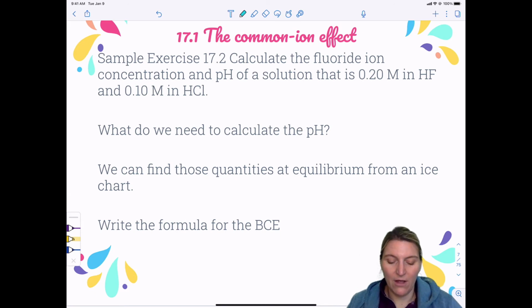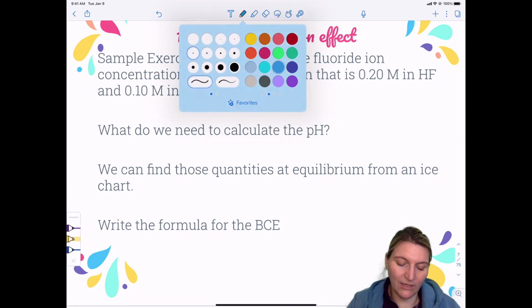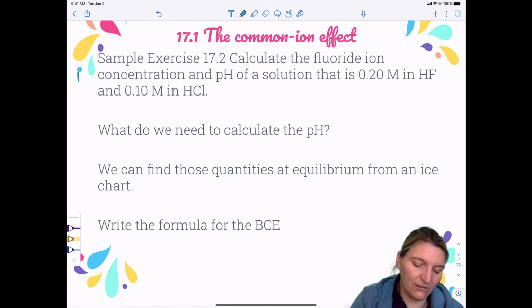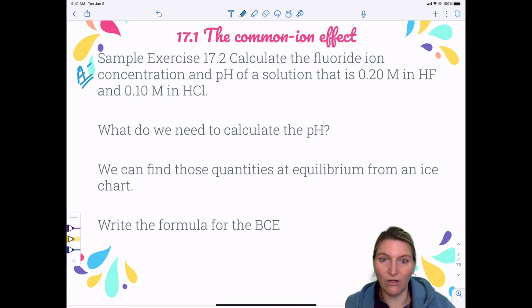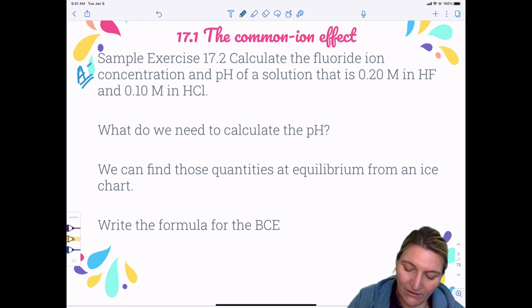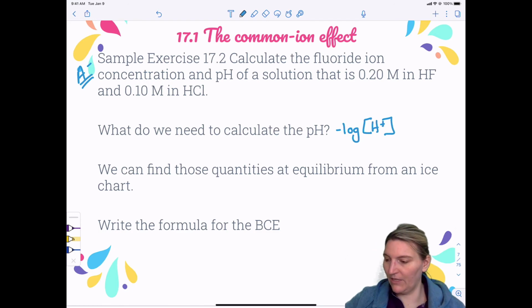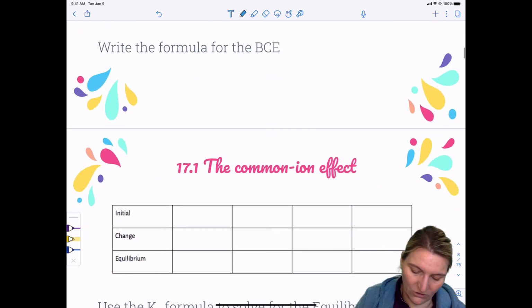Okay, here's another mathematical question with this. Calculate the fluoride ion concentration. So now this is basically the conjugate base. And the pH of a solution that is 0.2 molar in HF and 0.1 molar in HCl. So what do we need to calculate pH? Well, we know pH is the negative log of the concentration of H+. And we can find those in an ICE chart. So let's start our ICE chart here.